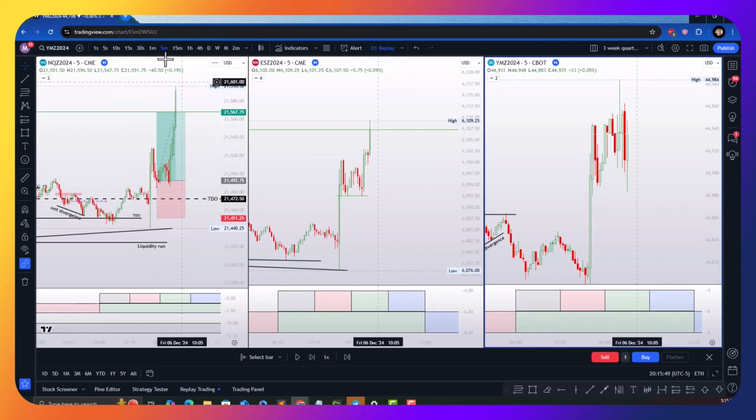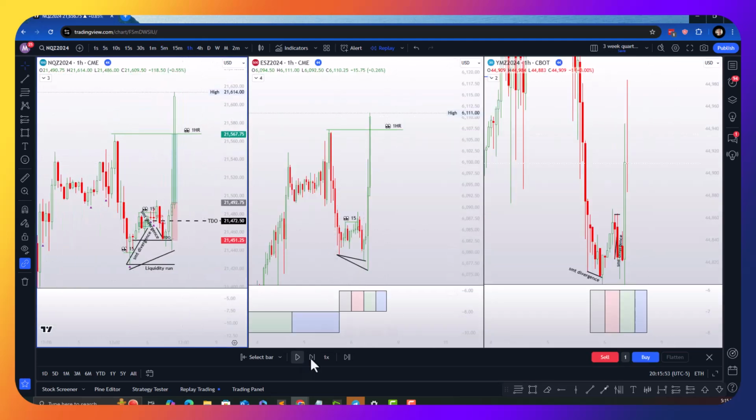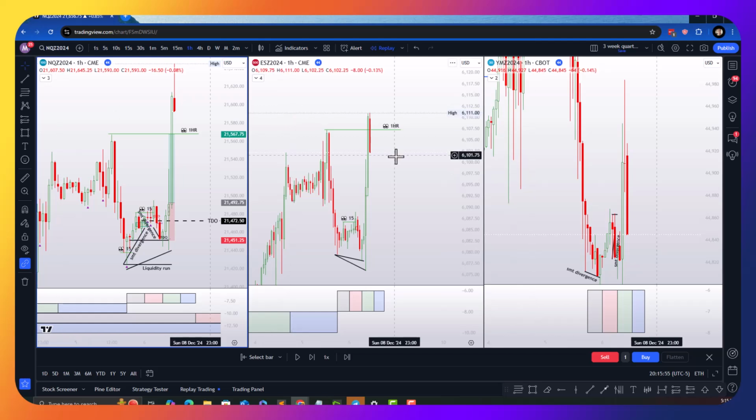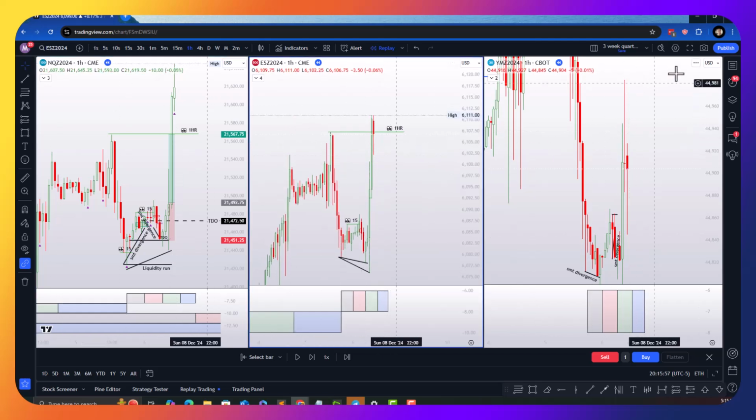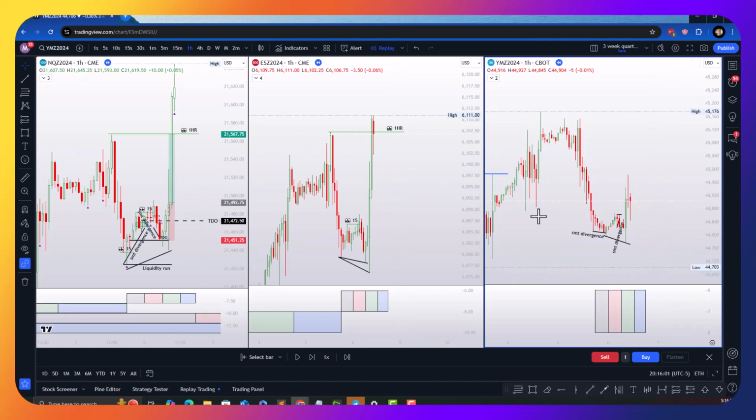Now we need to focus on the 1 hour time frame. Once we're getting above this high, let's see how the hour closes. Okay, both close above, but YM did not. So this is a weekly cycle bearish SMT. This is showing that YM is the weaker asset. So if you wanted to short YM, you could do that.